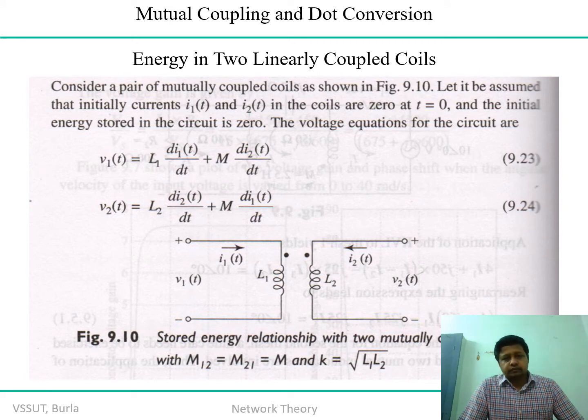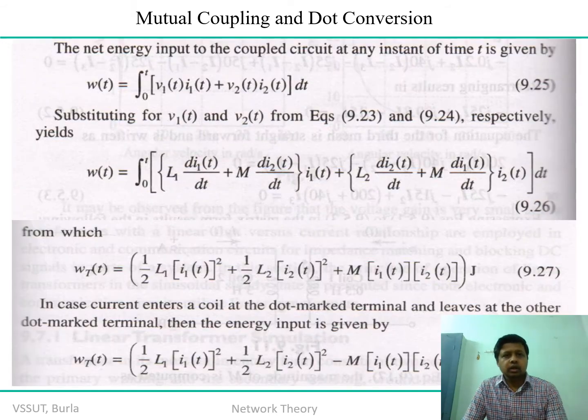If you consider the direction from 1 to 2, or you come back in the reverse direction, that is 2 to 1, it is the same. So the mutual inductance is M, and the coefficient of coupling k is root over L1 L2. So in this circuit, the net energy carried by the input of this coupled network can be given by the integral from 0 to t of V1 I1 plus V2 I2 dt.